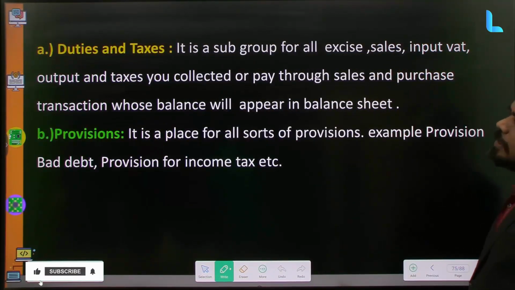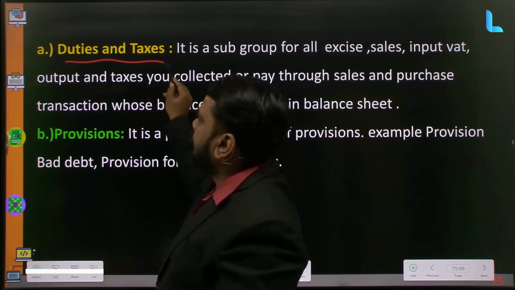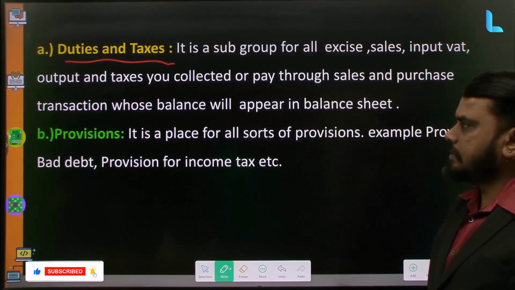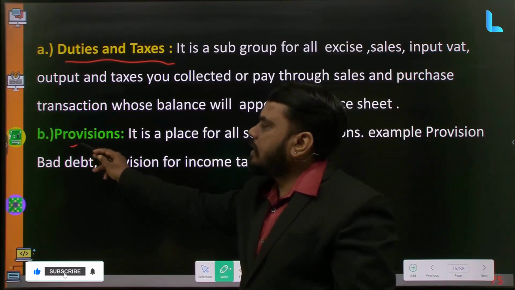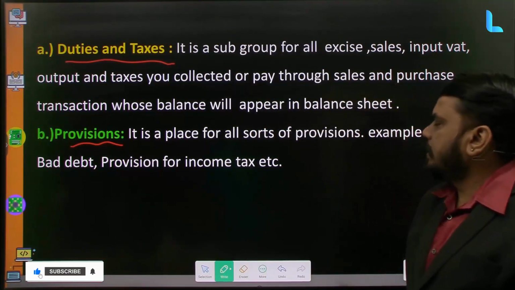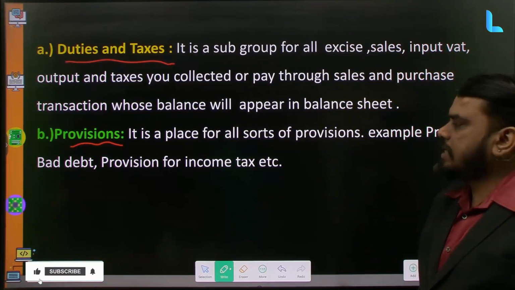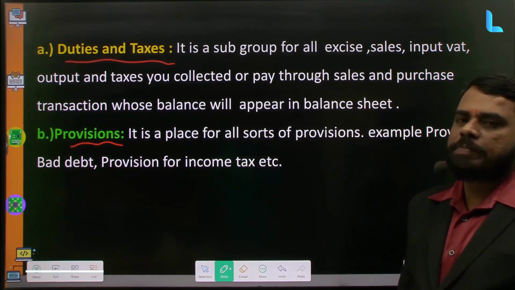Duties and taxes are nothing but all the tax ledgers placed under this particular account group called duties and taxes. Similarly, provisions. When you have a bad debt or some repair, maintenance, all those things are placed under this particular account group called provisions. It can also contain provision for paying income tax and other taxes in future.